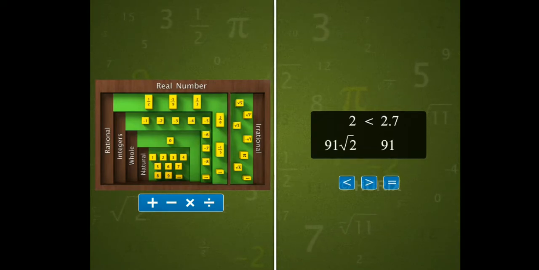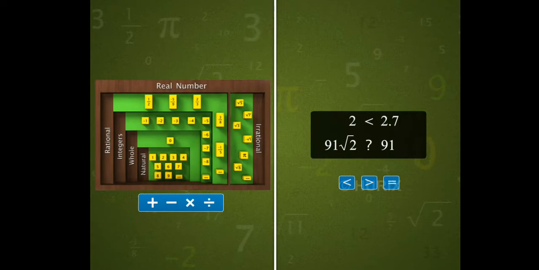Let's now see any other real numbers. Say 91√2 and 91. Which of the three signs shown here can be used to show the relation between the two real numbers? 91√2 is greater than 91.